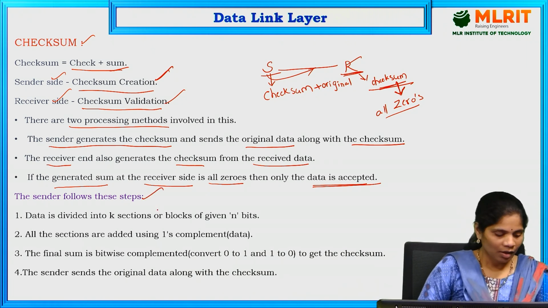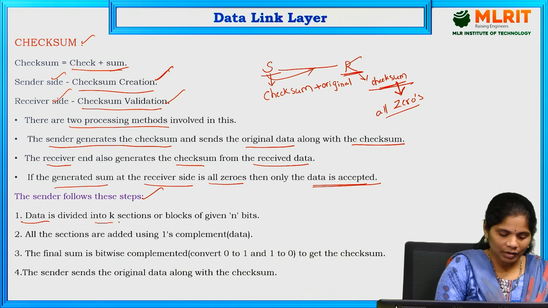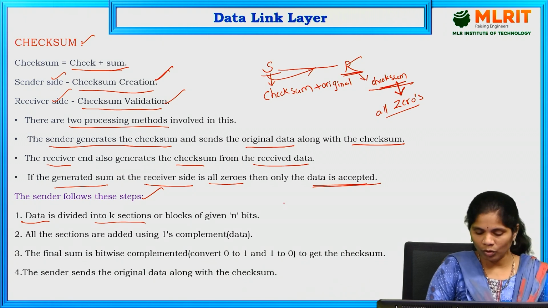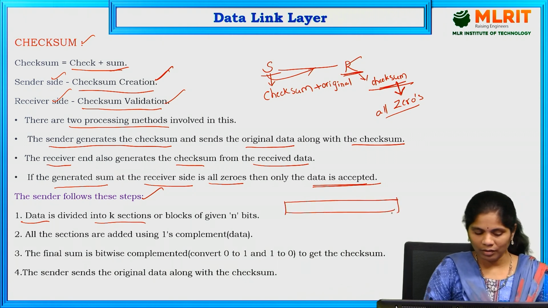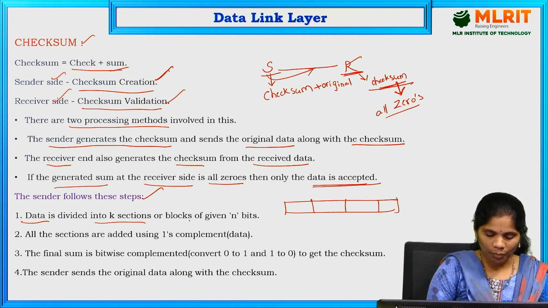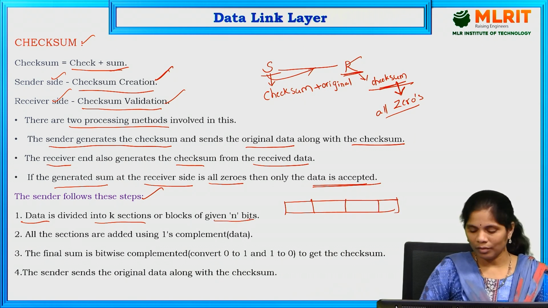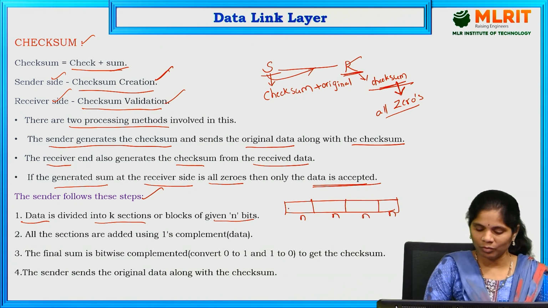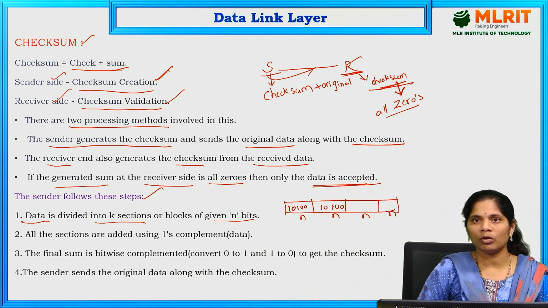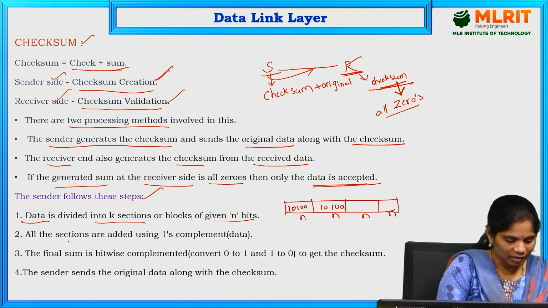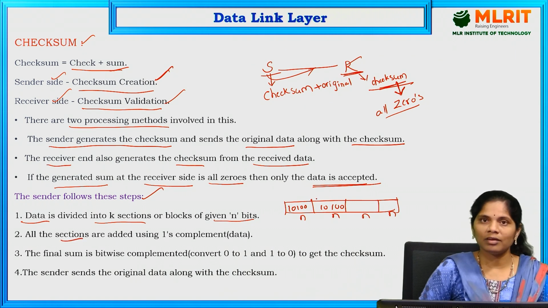First, the data is divided into k sections. Whatever data is going to be sent, it is divided into k sections, or blocks. Each section has some number of bits. Here the data is divided into different sections.